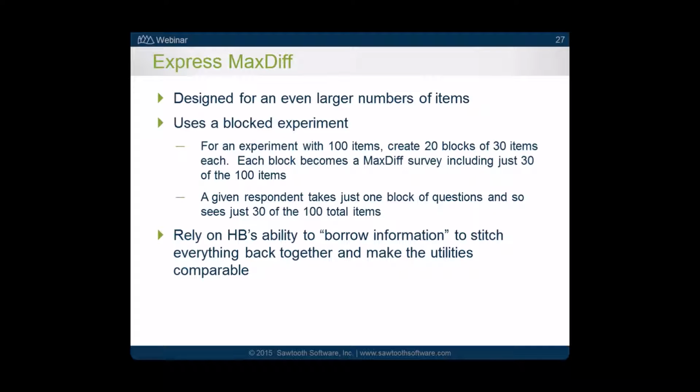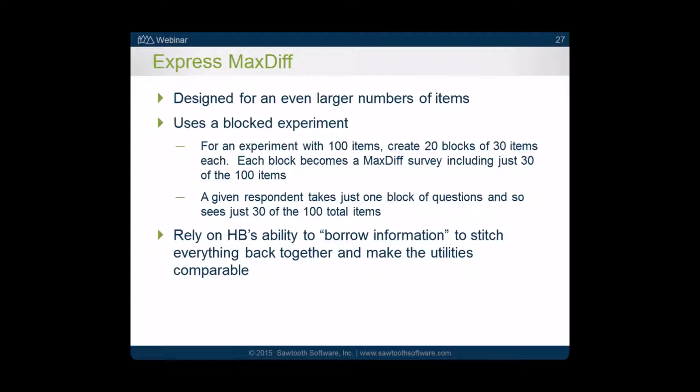So Express MaxDiff is designed for an even larger number of items. Basically, we use a two-step experiment. In the first step, let's say we had an experiment with 100 items. The first step is to create 20 blocks of 30 items each. Each one of those blocks becomes a separate MaxDiff survey that has just the 30 items. So a given respondent sees just one block of questions, and then just 30 of the 100 total items. So if I'm taking the survey, I might have one set of 30 items in my MaxDiff, each one of which I'm seeing at least 3 times, so I'm getting good HB data, but everything else I'm seeing 0 times.